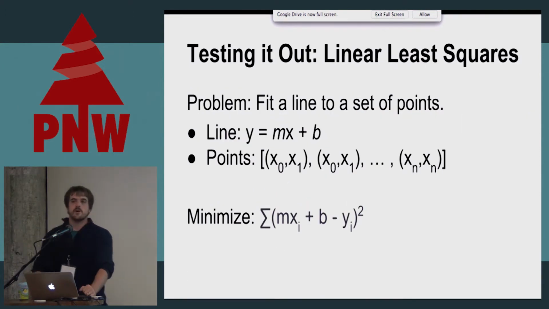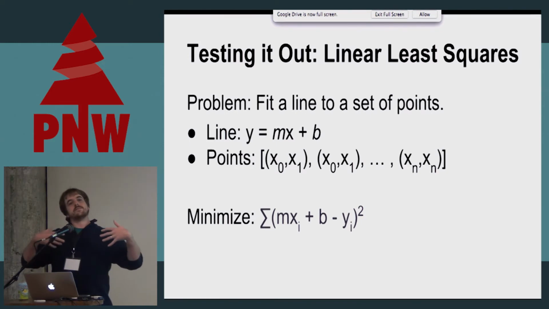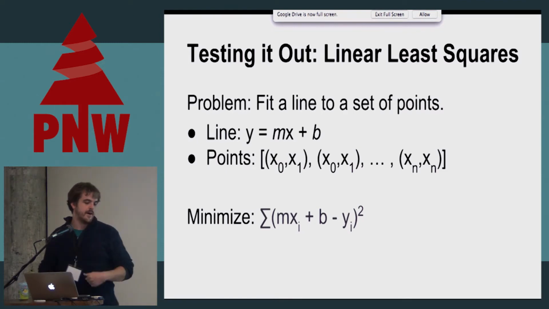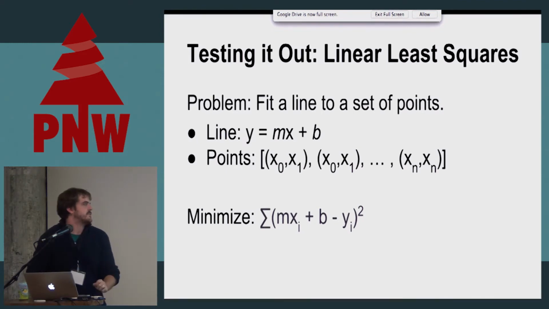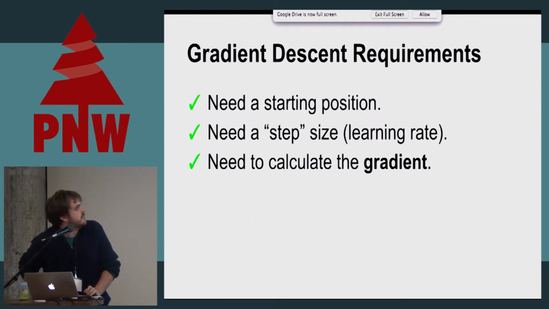So anyways, to test it out, we'll solve the problem of linear least squares. So basically, we just have a bunch of points, and we want to fit a line to the points. And the goal is really just to minimize the sum of the squared distances from the points to the line. So we use a lovely function here. It just uses the mx plus b sort of notation for a line. We're just subtracting our actual y position and squaring. We're summing them up over all the points.